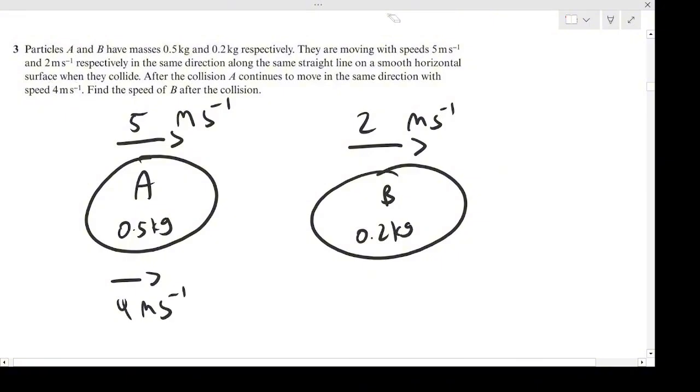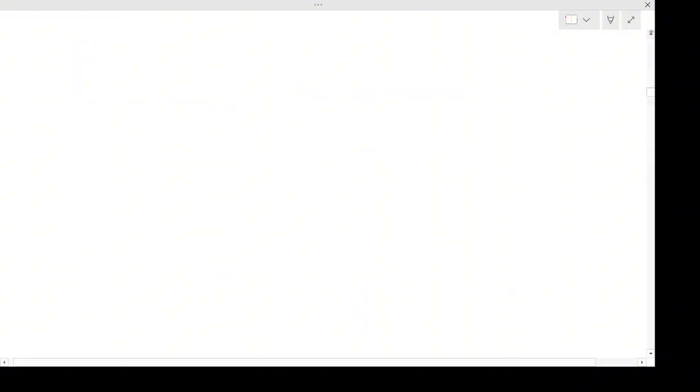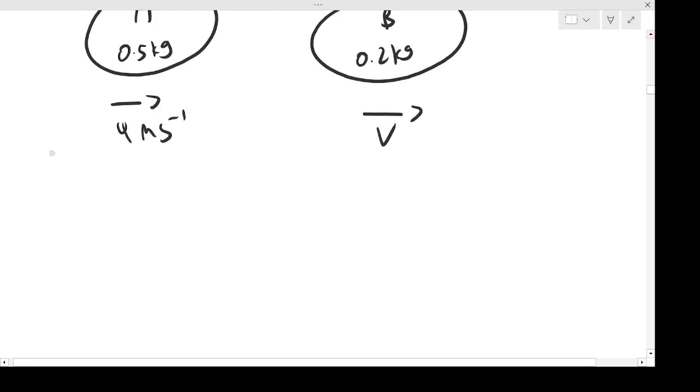So we then need to find the speed of B. And again, B is going to go forwards. It's going to be pushed forwards. I'm going to call that V. That's what I want to work out, the speed for B. So I'm going to apply conservation of momentum once again.